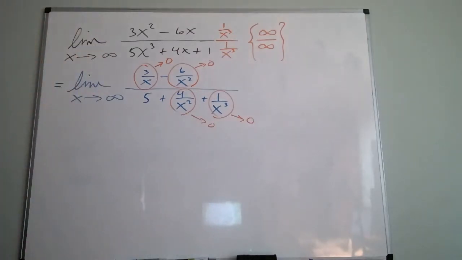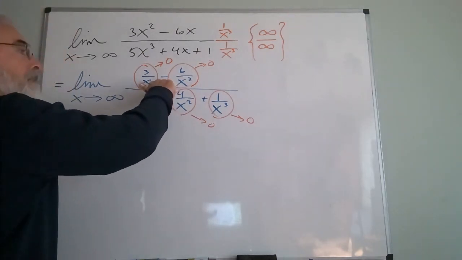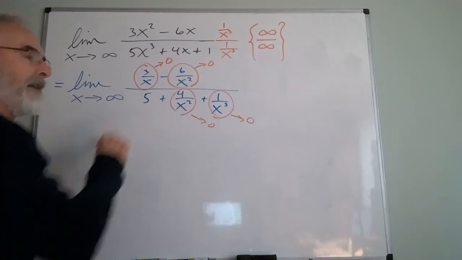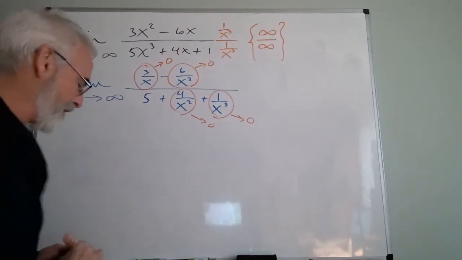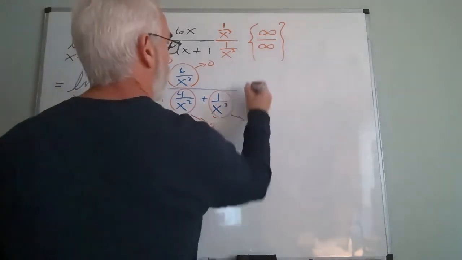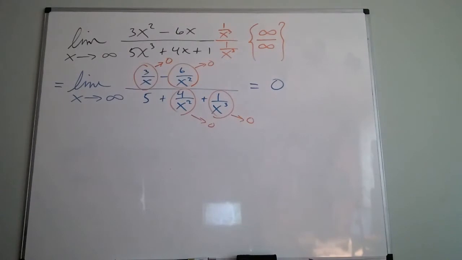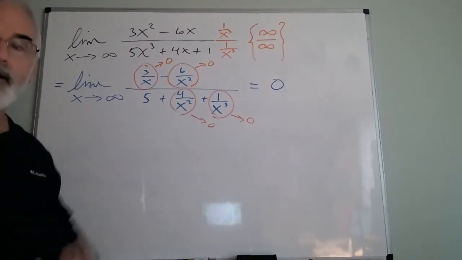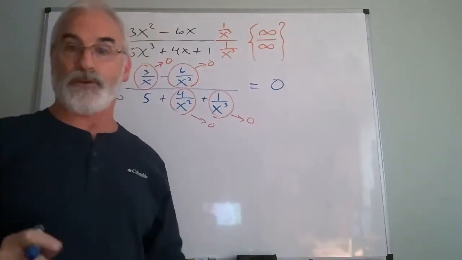All of these are transient terms. My numerator, therefore, is approaching 0. My denominator is approaching 5. And what is 0 over 5? 0 over 5 is 0. So the limit is 0. Graphically speaking, that would mean that the x-axis once again acts as an asymptote.